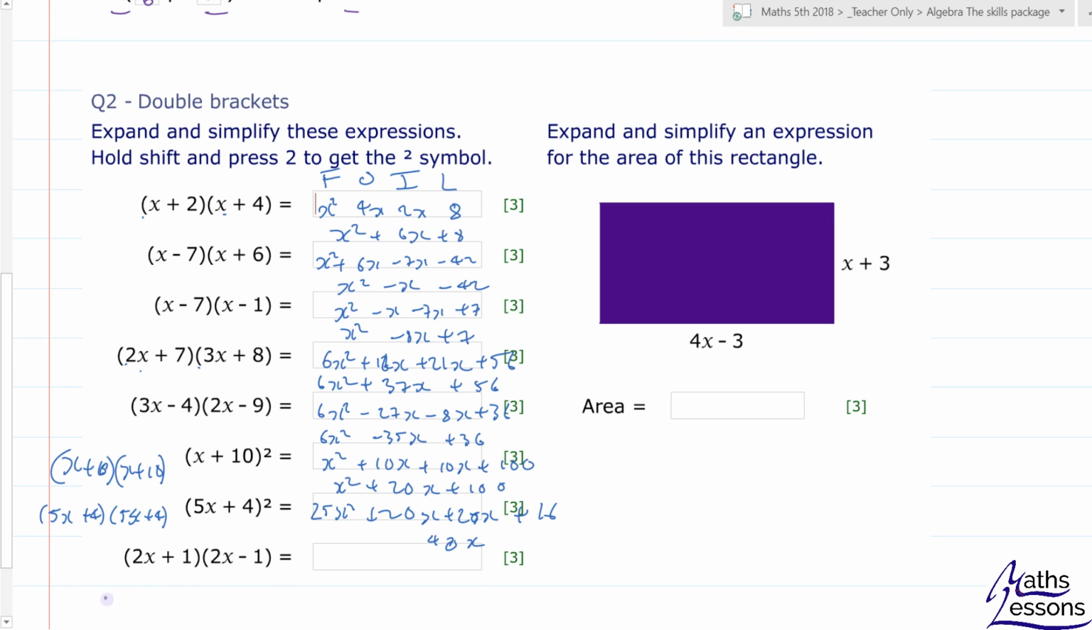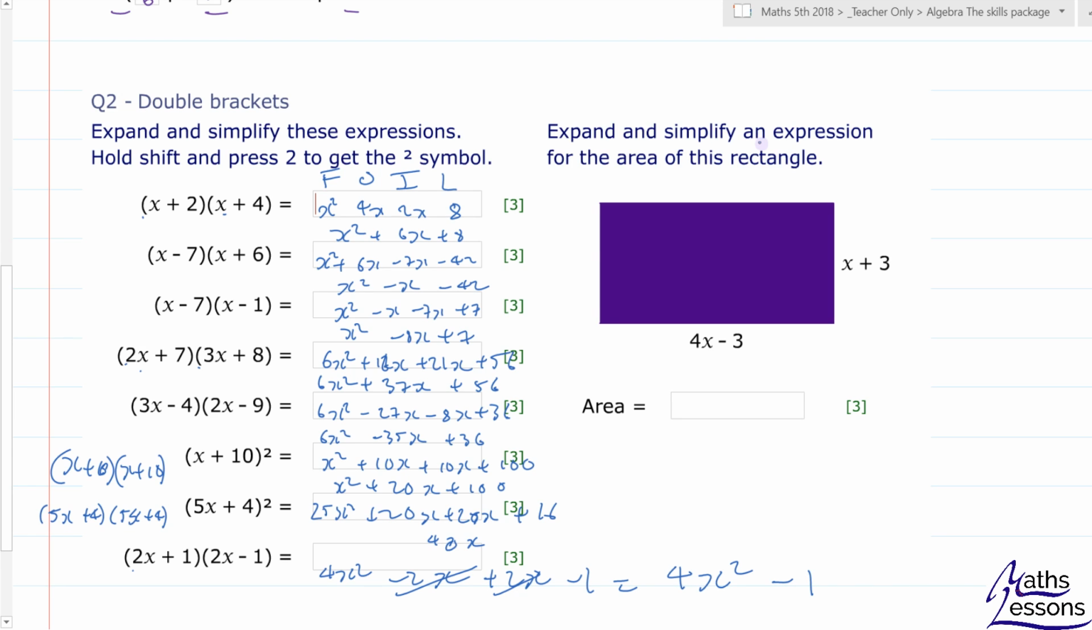Now this one, I'm going to do FOIL again. So first two things, 4x squared. 2x times 2x. Outer two things, minus 2x. Inner two things, plus 2x. And last two things, minus 1. And we see these cancel, and you are only left with 4x squared minus 1.